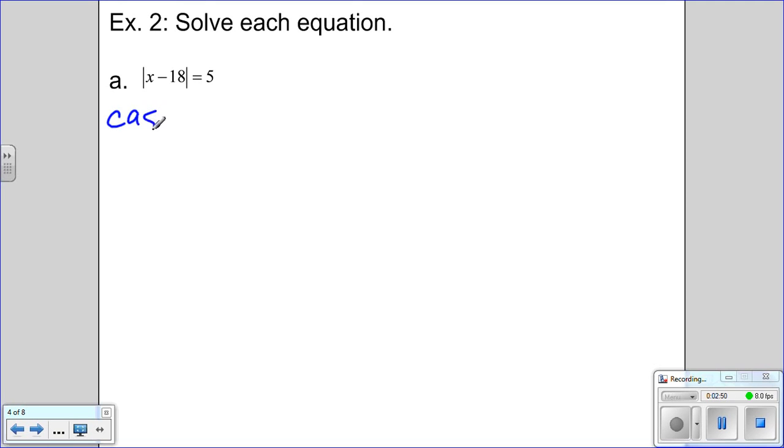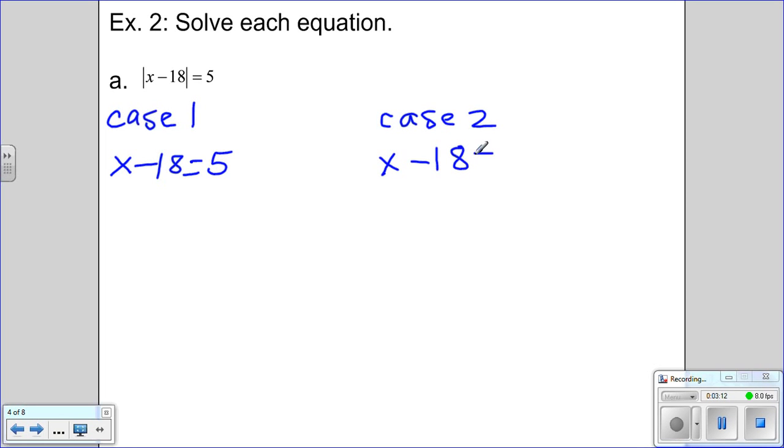Here's case 1. x minus 18 could equal 5, because when we take the absolute value of 5, we'll get 5. Case 2, x minus 18 could equal negative 5. Because x minus 18 inside those absolute value bars, if x minus 18 equals negative 5, you're also going to get positive 5 for an answer. So let's solve each case here and see what our two solutions are.